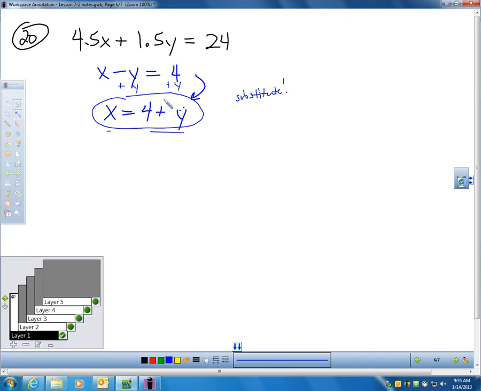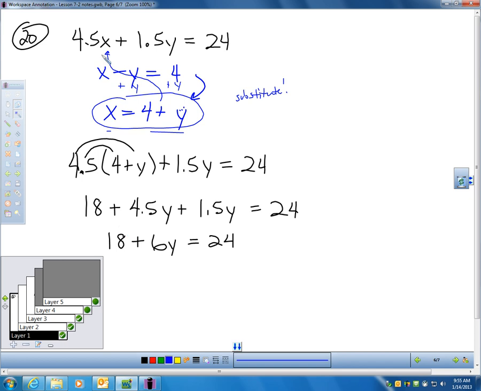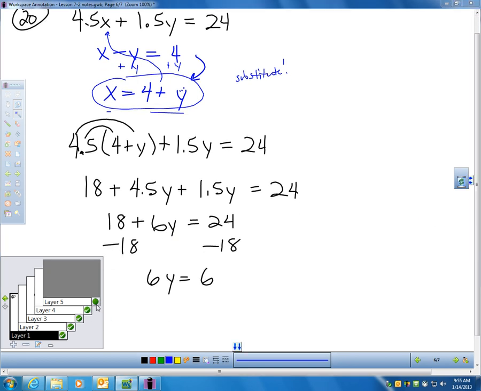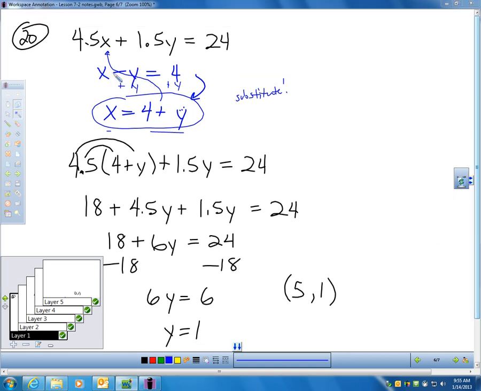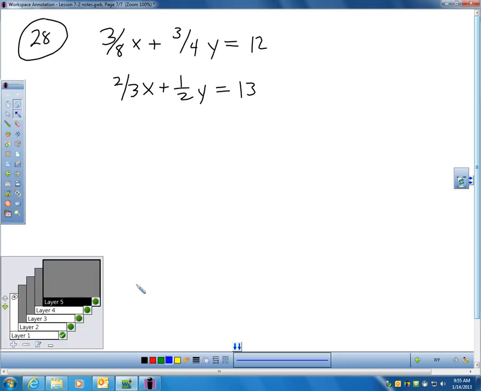I'm going to take 4 plus y, and I'm going to substitute it in for x. So I'm going to do that here. I have 4.5 then times the 4 plus y plus 1.5 equals 2.4. I can distribute. I can combine like terms. I can subtract 18 from each side. Divide by 6. I get y equals 1. And if y equals 1, then 5 minus 1 is 4. So I know x has got to be a 5. And then I can check it in the other equation. Make sure that it satisfies both.